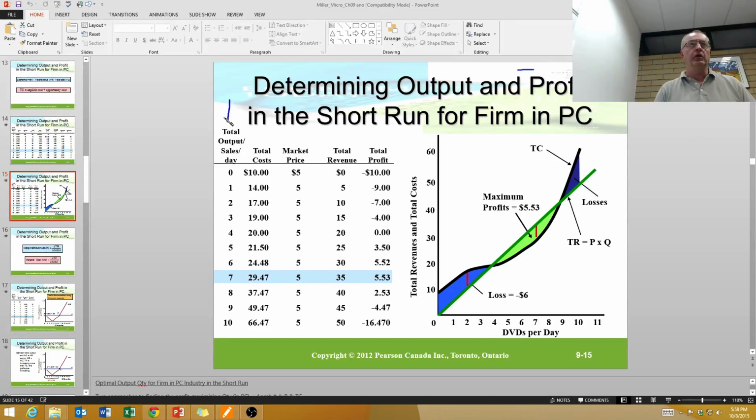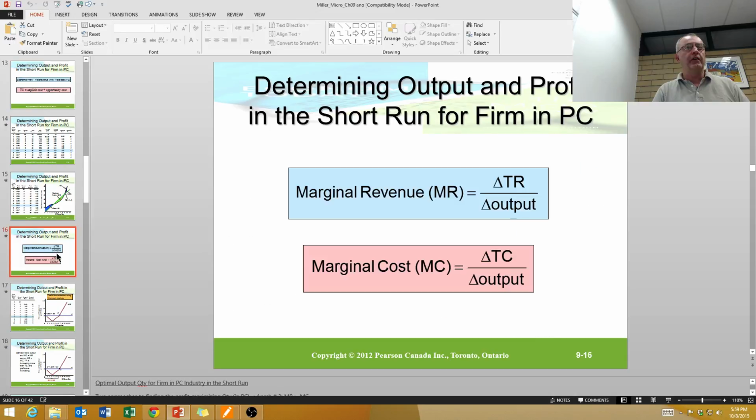Here's our quantity of output, DVDs. Here's our total revenue, so it's market price of $5 each, total revenue, total cost, total profits. The green line is the total revenue line, the black line is total costs, and so the difference between them is the net income. Although this isn't exactly perfect, the profit maximizing quantity is the point where the vertical distance between the total revenue line and the total cost line is greatest. Again, we can just eyeball that and see that that occurs at 7 units. Okay, so that's determining our profit maximizing quantity using total revenue, total cost, total profits.